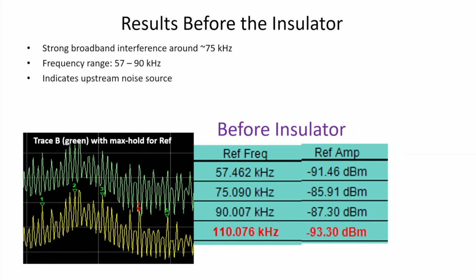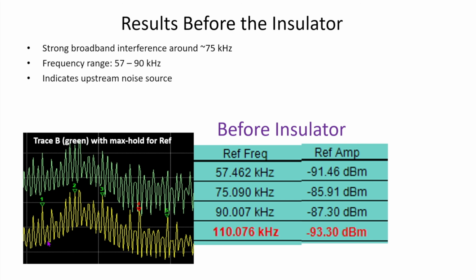Let's focus first on the measurement before the insulator, shown here. We observe strong broadband interference centered around approximately 75 kHz, spanning roughly from 57 kHz to 90 kHz. Key observations: the noise is broadband, not a single discrete tone. The amplitude is relatively high compared to the surrounding spectrum.